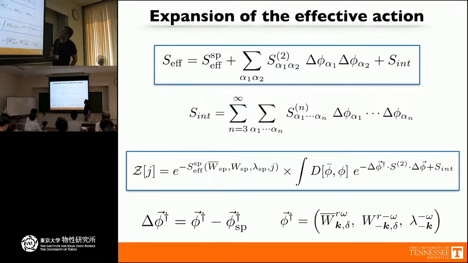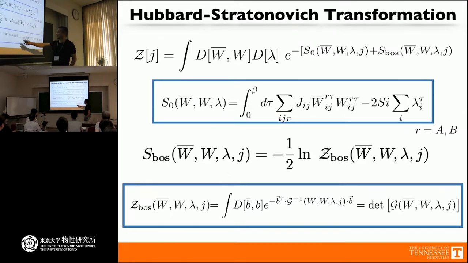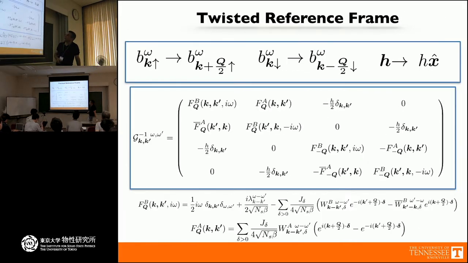So, first of all, I said that the effective action basically is determined by this Green's function of the bosonic fields, that now is a function of the Hubbard-Stratonovich fields, lambda, the Lagrange multiplier, and the external sources that I introduced basically to compute correlation functions. So how does that look?